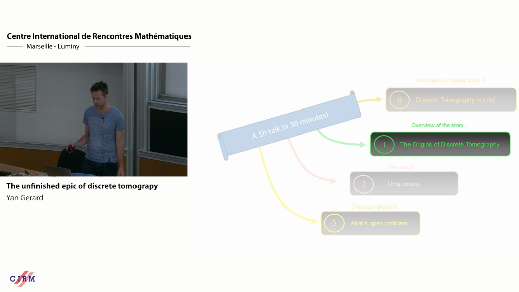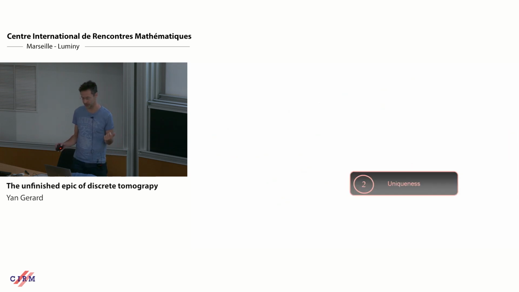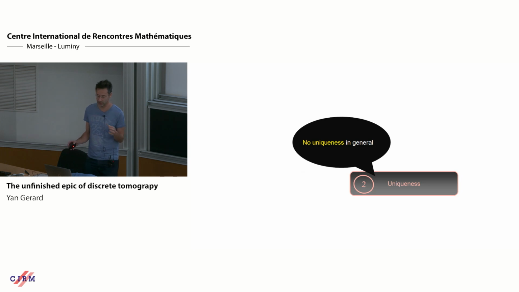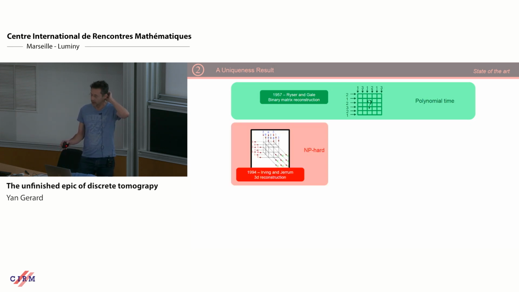Then we have these previous works, and then people started to work on discrete tomography. Then I would like to present a very nice result, which is a uniqueness result, but it's not uniqueness in general, we need some assumptions, in fact. Okay, then we have this first result with a polynomial time algorithm, and then we have this NP-hardness result.